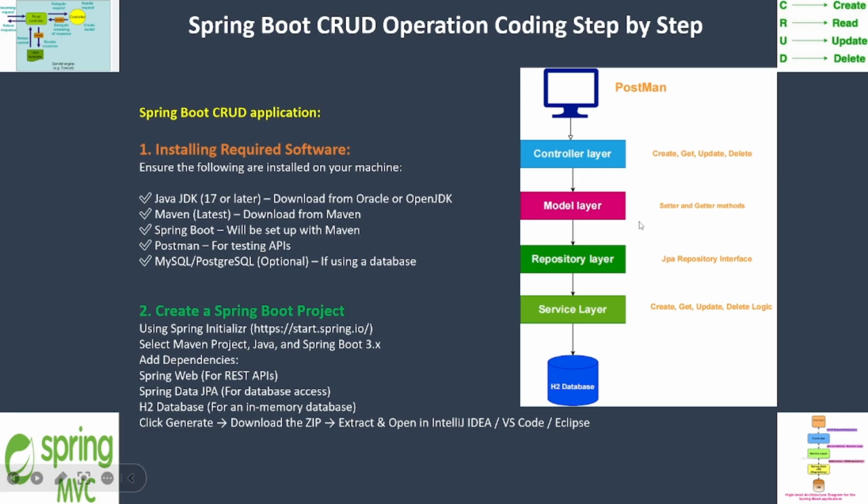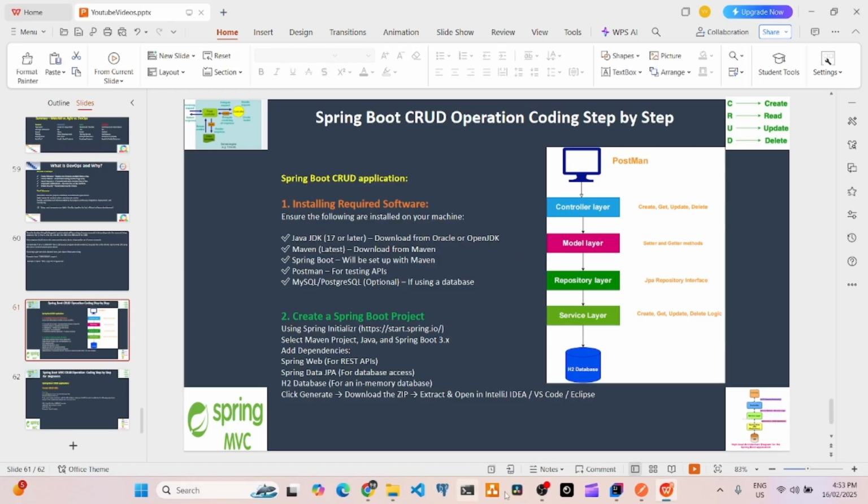Next is the model layer. In the model layer, you are going to write setter and getter methods. The repository layer is where you create your repository interface, extending the JPA repository. That JPA is the link to the database. In the service layer, you are going to write the logic, like create, get, update, delete logic, and then the H2 database. First, I'm going to create the repository layer, and then I will go for the model layer, then the service, and the last one is the controller. So that's how I'm going to work on this. Let's have a look step by step in our IntelliJ IDEA Community Edition. Let me open that one.